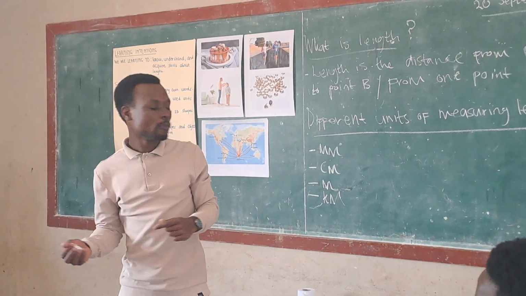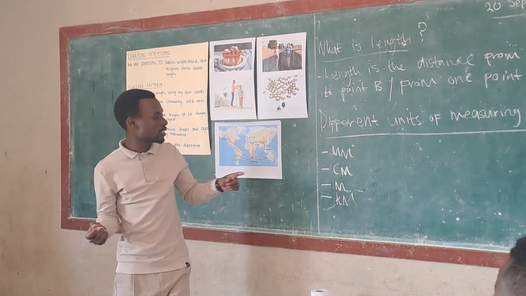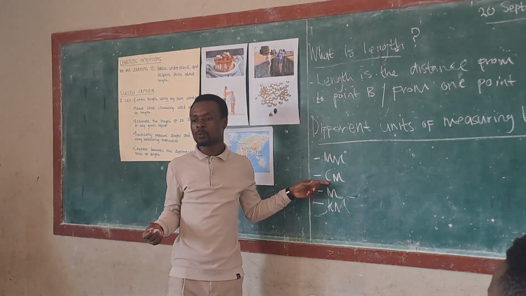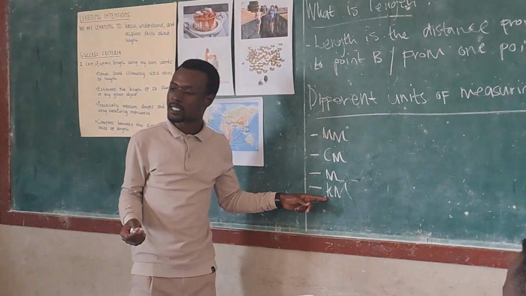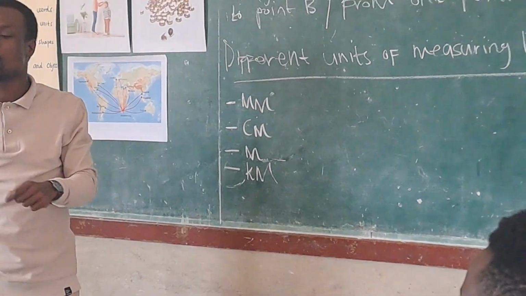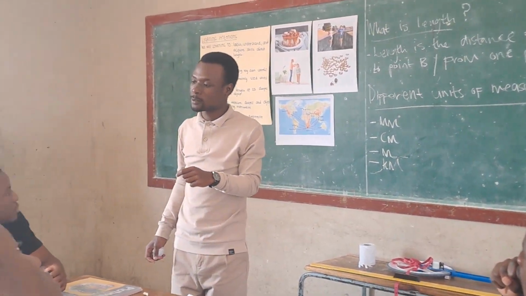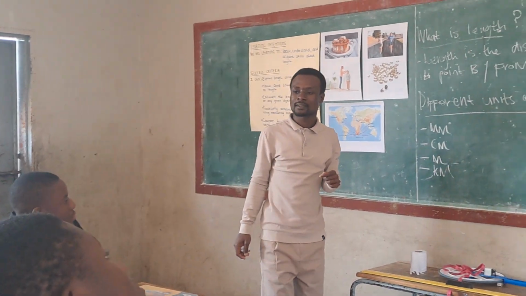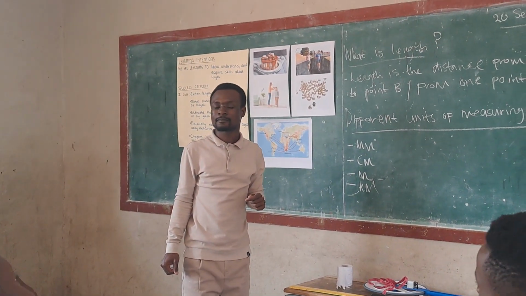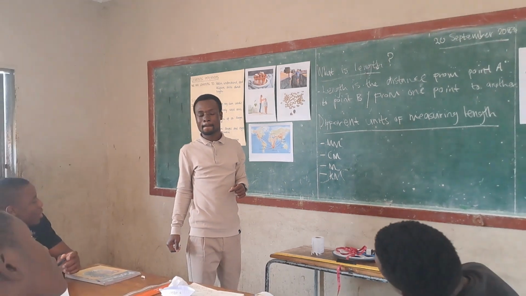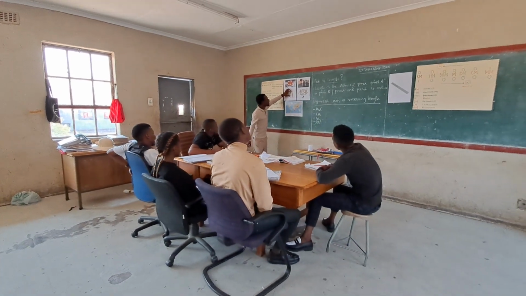When we move from here to Cape Town, which unit are we going to use? Centimeter? No. Which one? Kilometer. Kilometer is the one that is used for long distances. Kilometer is used for what? Long distances. Then moving forward.